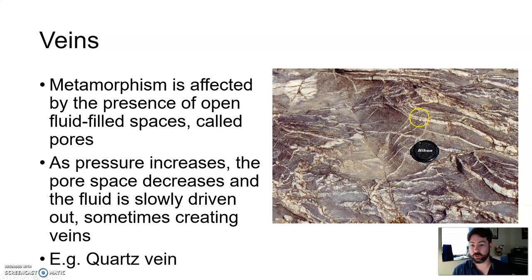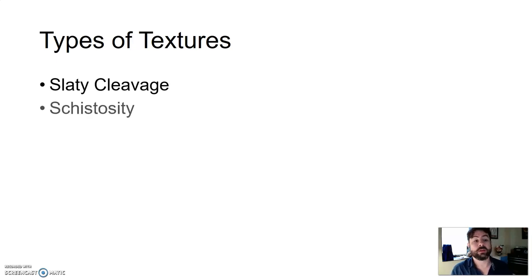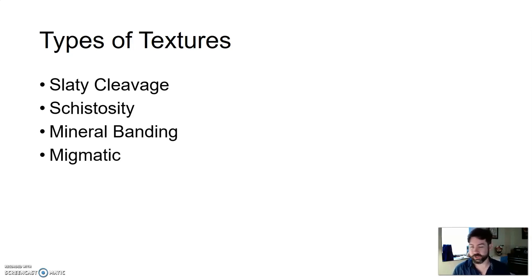For instance, quartz veins in a rock are created when rocks are squeezed so much that the quartz material squirts through any breaks or cracks in the rock. So that's another good indication of metamorphic rocks. We're looking for layers, bands, lines, or sometimes veins. So what types of textures exhibit this? Well, there's slaty cleavage, schistosity, mineral banding, and migmatitic texture.